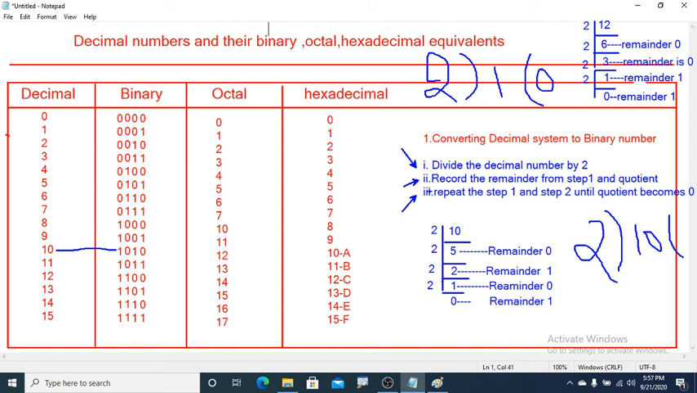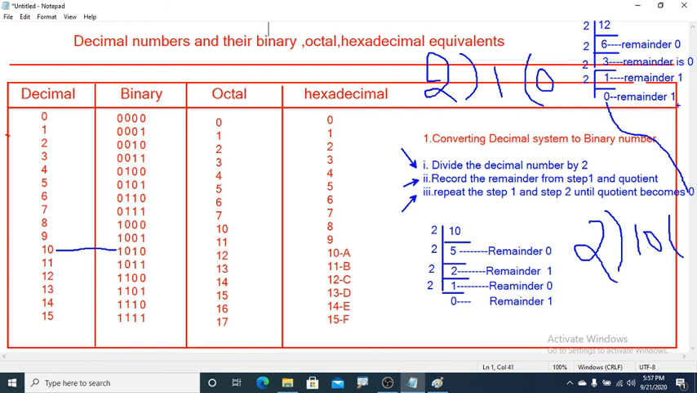So what is step 1? Divide the given decimal number by 2. Yes, we have divided the decimal number. Again we record the remainder from step 1 and the quotient. We recorded the remainder here and the quotient as well. We repeat again and again until the quotient, which is now 0. Until the quotient becomes 0. So finally we got the quotient as 0. The process is stopped.